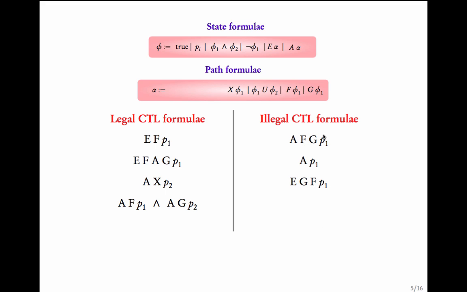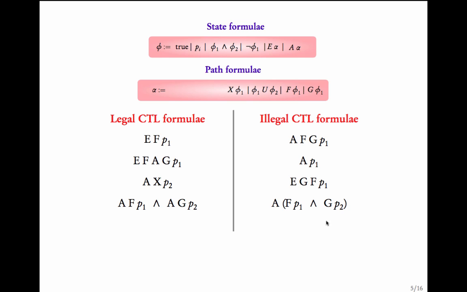EGFP1, for the same reasons as this, EGFP1 cannot be derived using these set of rules. So if EGFP1 could be derived from here, you should have used the rule E alpha, but then alpha is a path formula, and since you have GFP1, it should have started with G phi 1, but then phi 1 cannot start with F.